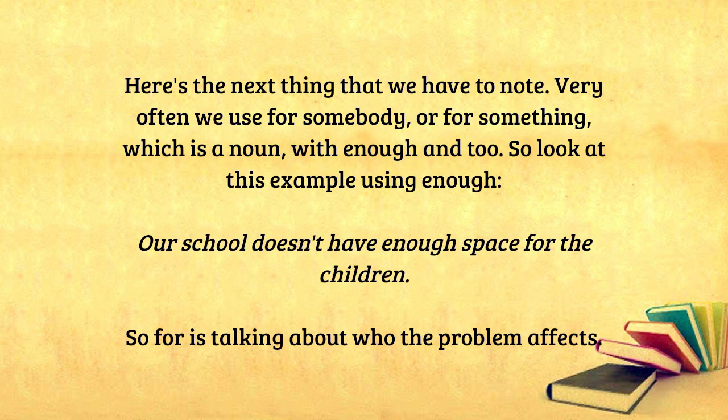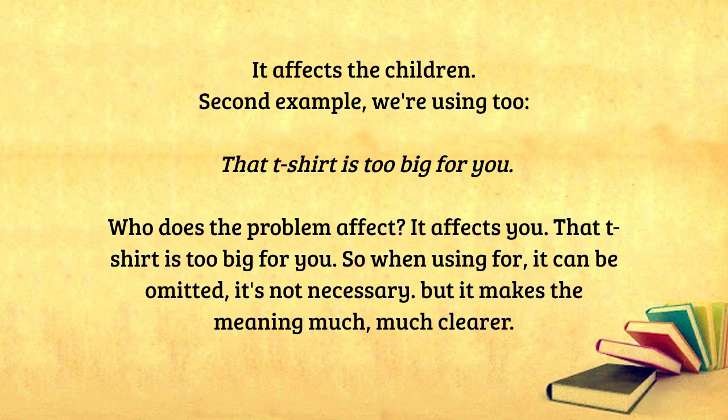Here's the next thing that we have to note. Very often we use for somebody or for something, which is a noun, with enough and to. So look at this example using enough. Our school doesn't have enough space for the children. So for is talking about who the problem affects. It affects the children.